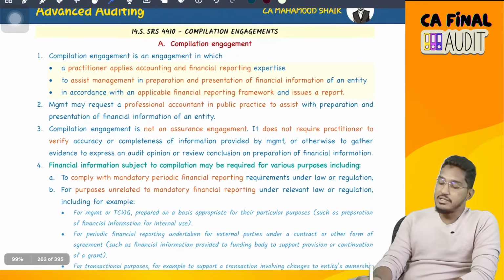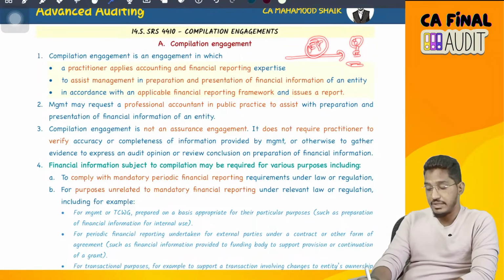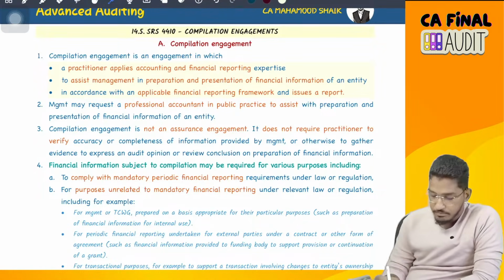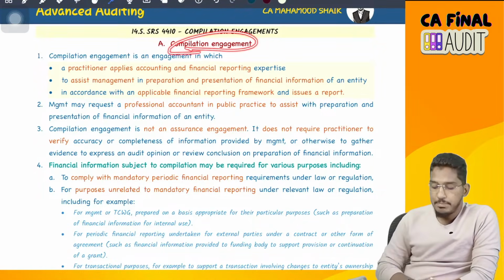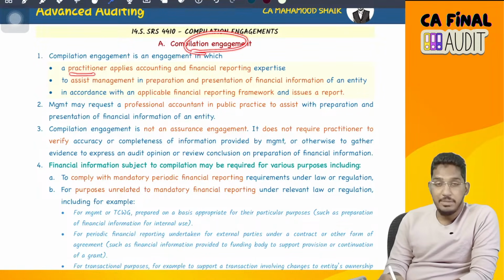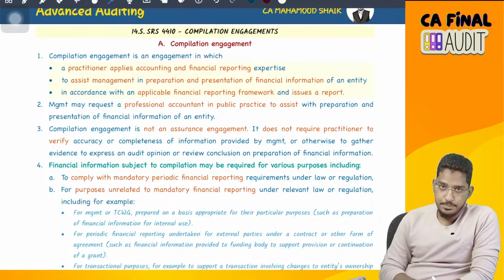Similarly, if a client is coming to you and asking you to do some engagement for them, asking you to prepare the financial statements for them as per the applicable financial reporting framework, here also we don't give any assurance, but how you will do that engagement and what precautions you have to take, all that we are going to see here. So first of all, what do you mean by compilation engagement? A compilation engagement is an engagement in which a practitioner applies his, practitioner means a chartered accountant like you and me, we will apply our accounting and financial reporting expertise.